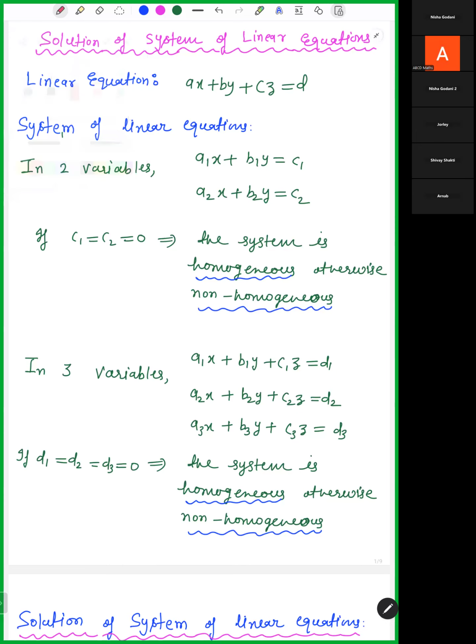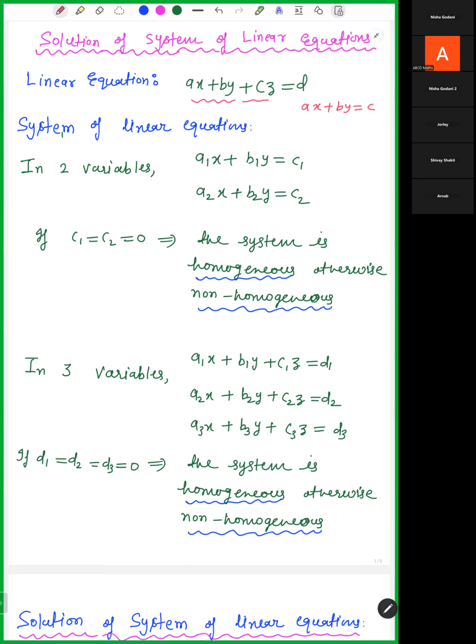So a linear equation, if it is in three variables, it is like this: ax plus by plus cz equal to d. A, B, C, D, these are scalars, numbers. Okay. X, Y, Z are variables. Suppose linear equation is in two variables, it will be like this: ax plus by equal to c. Okay. So linear equations means variables will not be multiplied. The degree of each variable will be one. Okay. So this is a linear equation.